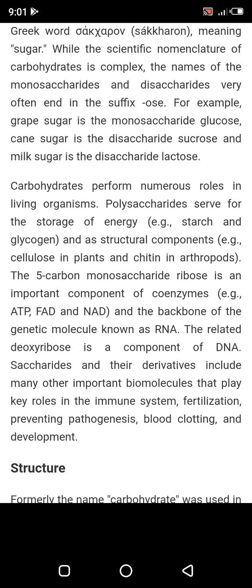Now we are coming to discuss that carbohydrates perform numerous roles in living organisms. Polysaccharides serve for the storage of energy, e.g. starch and glycogen, and as a structural component, e.g. cellulose in plants and chitin in arthropods.